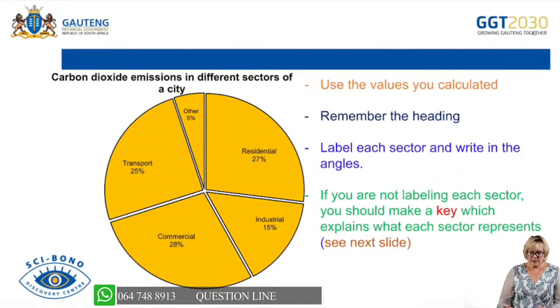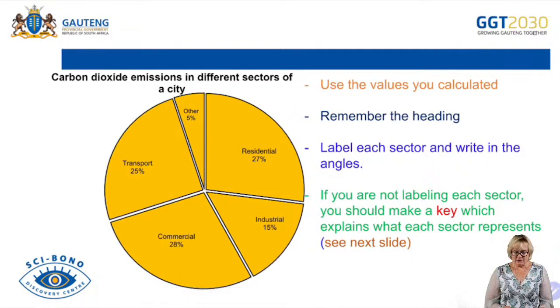Now let's look at this one. Use the values you calculated. Remember the heading. Label each sector and write in the angles. If you are not labeling each sector, you should make a key which explains what each sector represents. All right, so where do you start? Where do I start with this? First, I draw a circle.